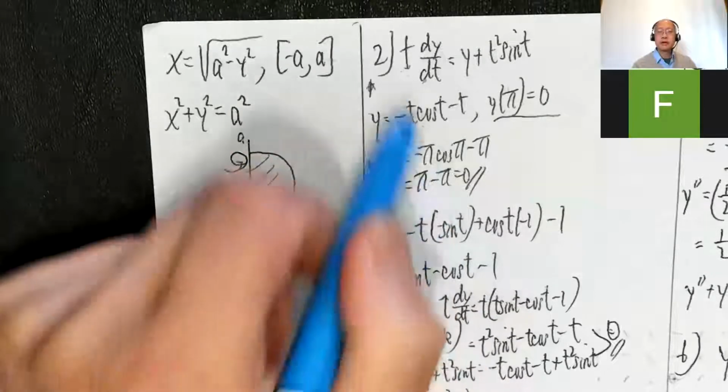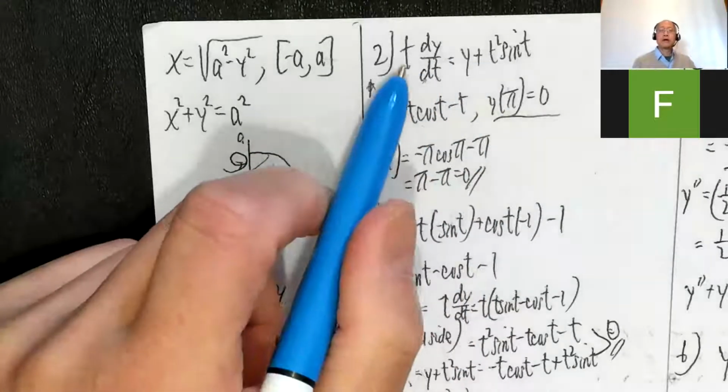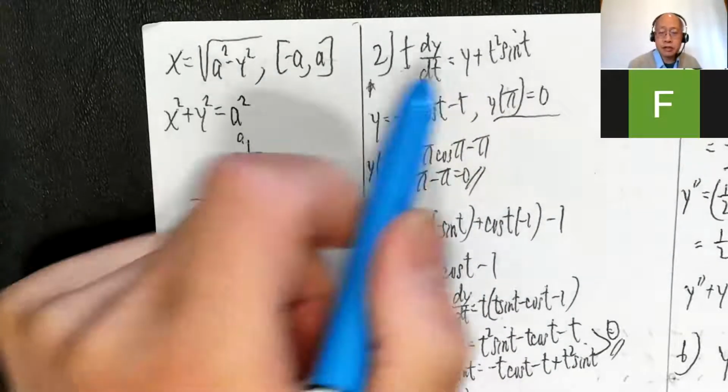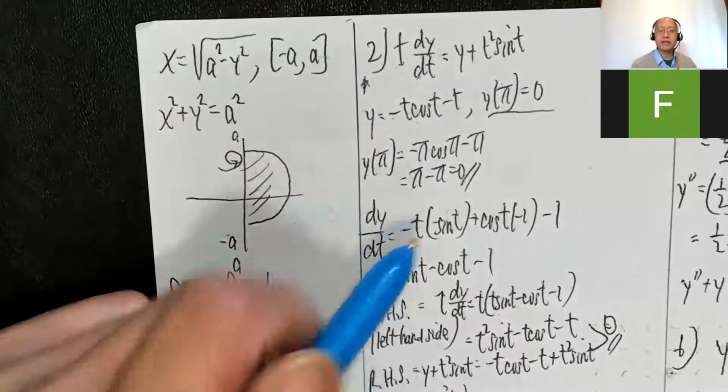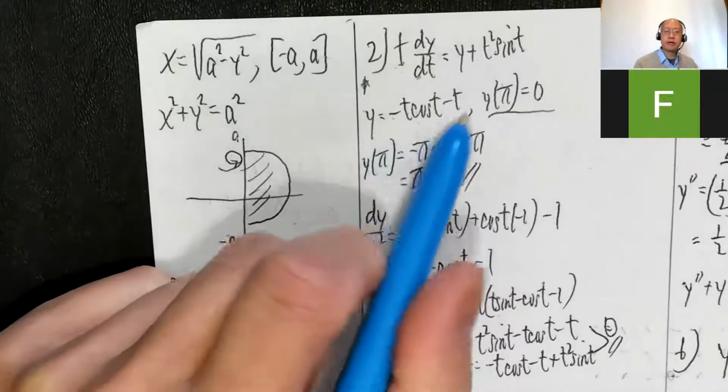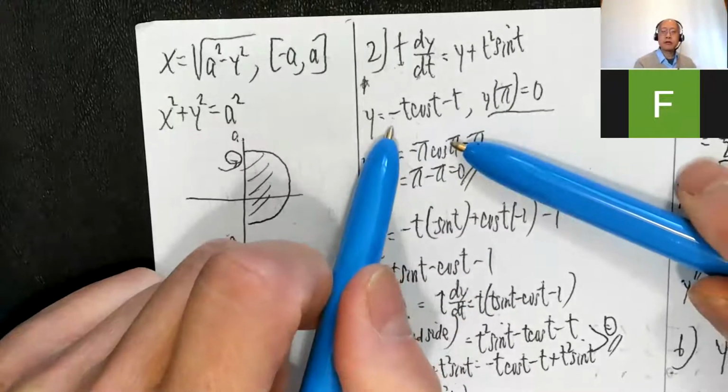Okay, now for the hard part, this. So again, this is a differential equation. There's a derivative and there's an equal sign. Okay, so let's find dy dt. So what's the derivative of this thing? Looks like the product rule.